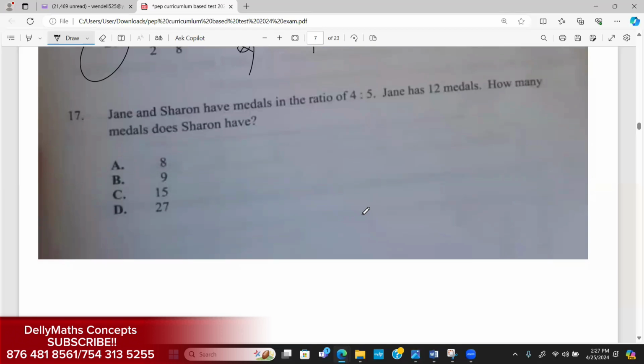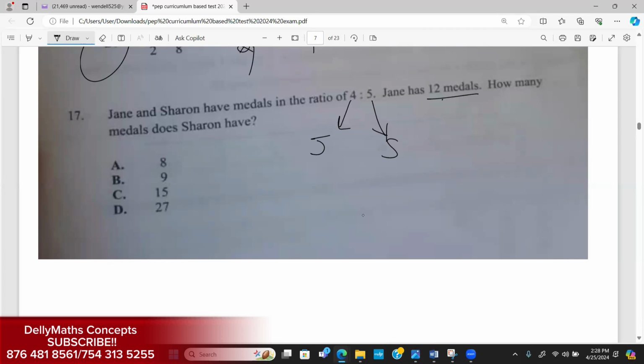So let's go to number 17. Jane and Sharon had medals in the ratio of 4 to 5. Jane has 12 medals. How many medals does Sharon have? Now, let's take a look. We're talking about Jane and Sharon. So you want to make sure that you associate the things properly. J is for Jane for me, and S is for Sharon. So it's Jane that has 4. The question went back and said Jane has 12.